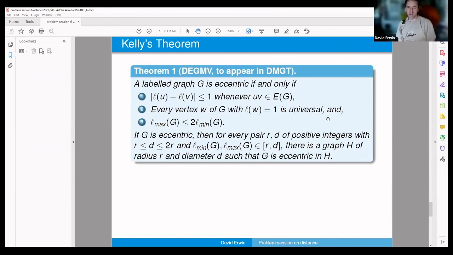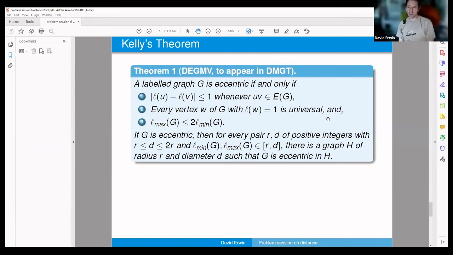And so this says that not only are those three conditions necessary, they're sufficient. Adjacent vertices have to have labels that differ by no more than one. Every vertex which is labeled 1 must be adjacent to everything, and the largest label can't be more than twice the smallest label.